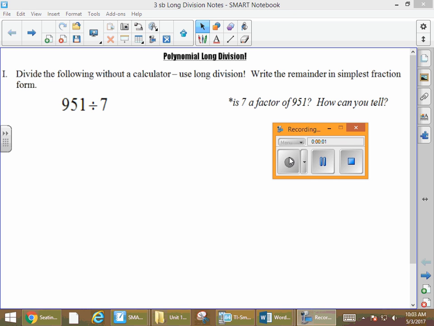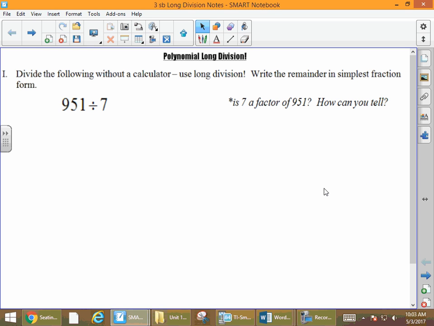Today we're going to talk about polynomial long division. And the thing about polynomial long division is that we need to have some idea of how to long divide in the first place. So our first example that we're going to look at is we're going to divide the following without a calculator using long division. We want to write the remainder in simplest fraction form.